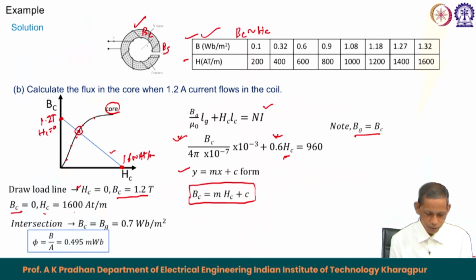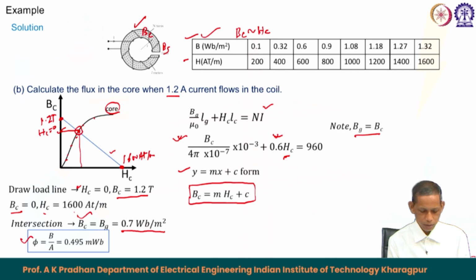The intersection point is nothing but the corresponding operating point for this situation. As per the data given here, to calculate the flux in the core for 1.2 ampere flowing, the corresponding operating point becomes this. We see the B c and H c for this case. The corresponding intersection gives B c as 0.7 Weber per meter square, and from there we get the flux phi equals B times A, the area being known to us. So, we get the value of the flux to be 0.495 milliweber.